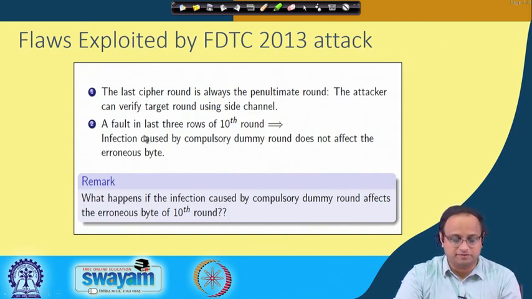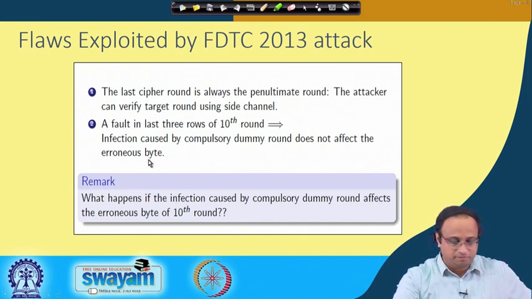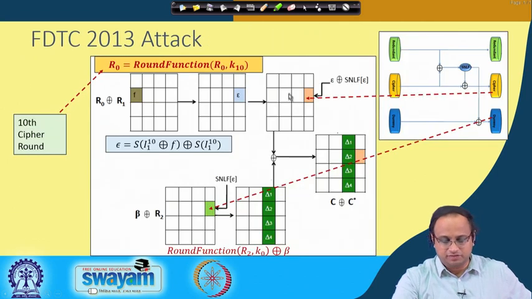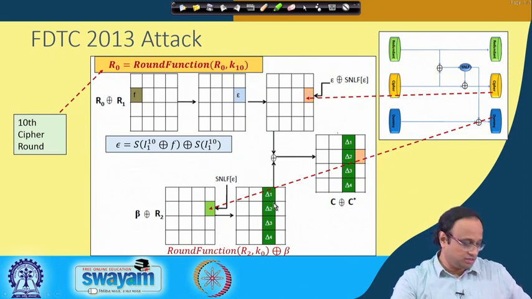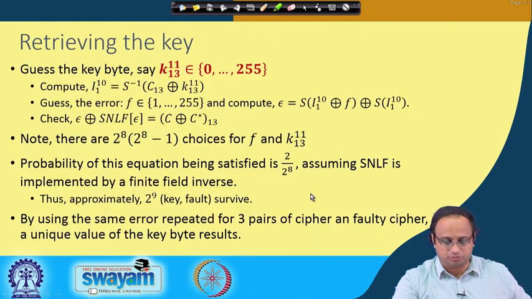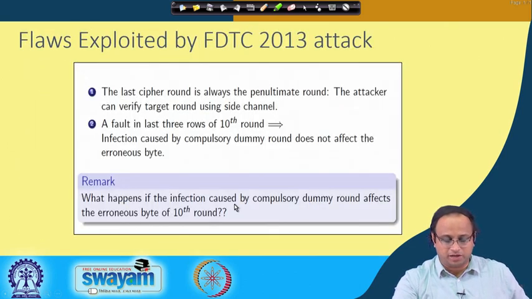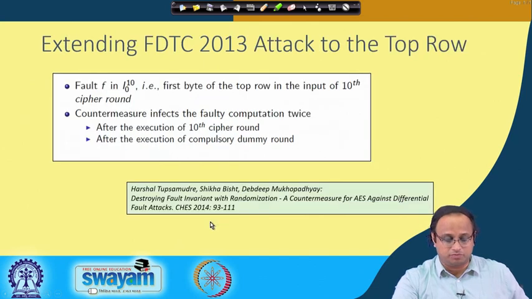Likewise, what we observe is that if there is a fault in the last 3 rounds of the 10th round, then the infection caused by the compulsory dummy round does not affect the erroneous byte, because of the shift. If there is a fault, this particular byte is not getting affected, because this diffusion is getting shifted, and therefore the attacker has access to the output differential. So now the question is, what happens if the infection caused by the compulsory dummy round affects the erroneous byte of the 10th round, and more importantly, suppose this attack happens in the top row, then what will happen?